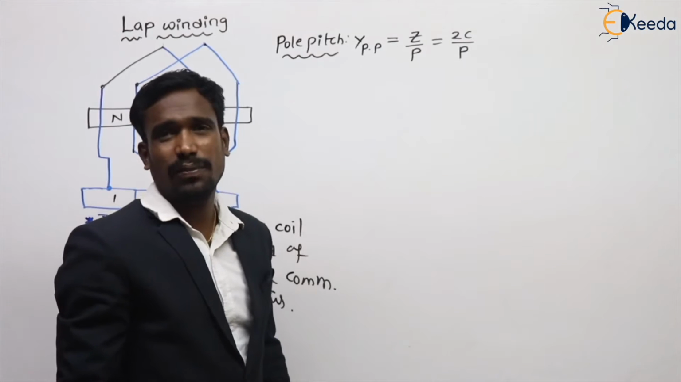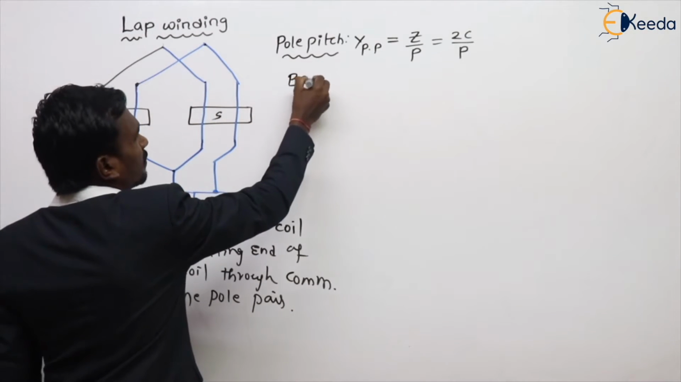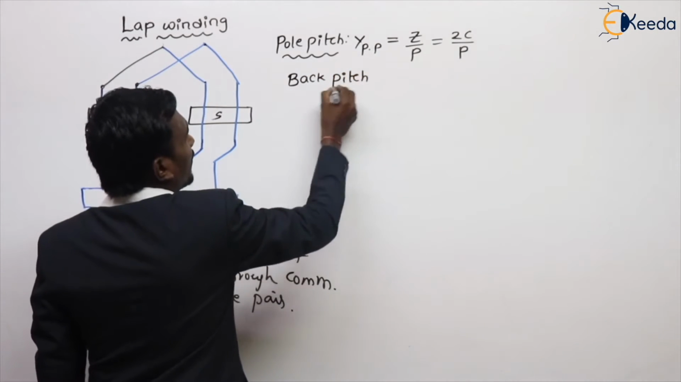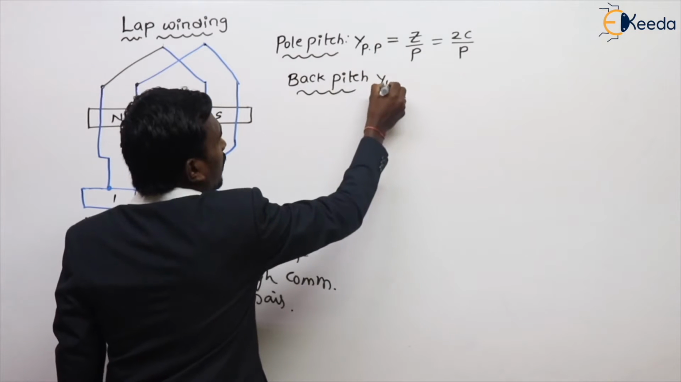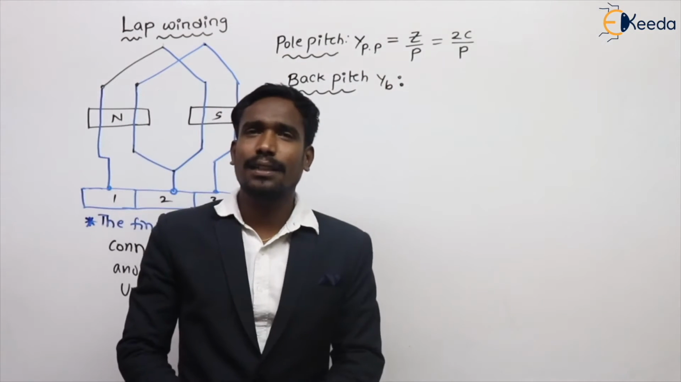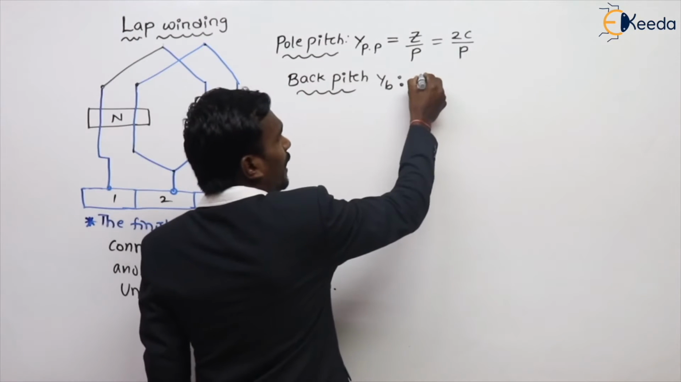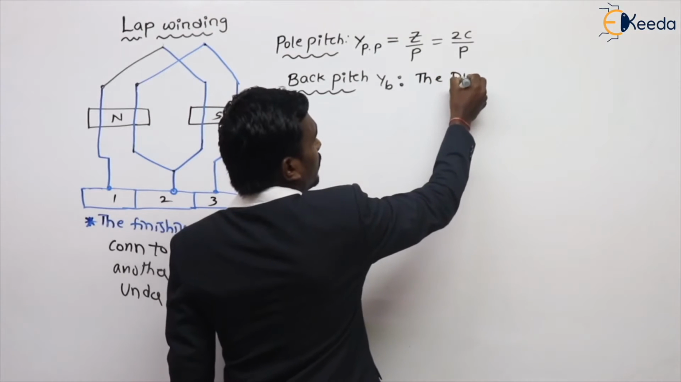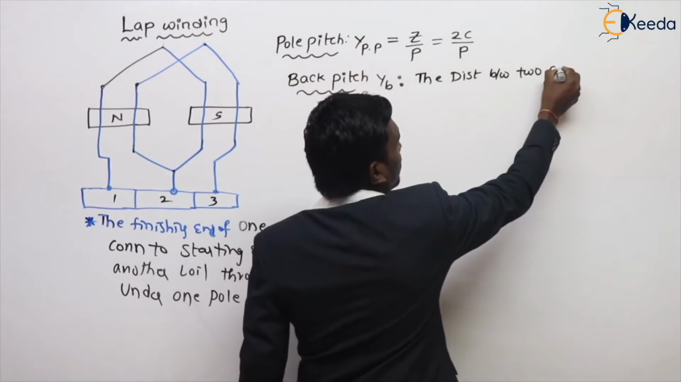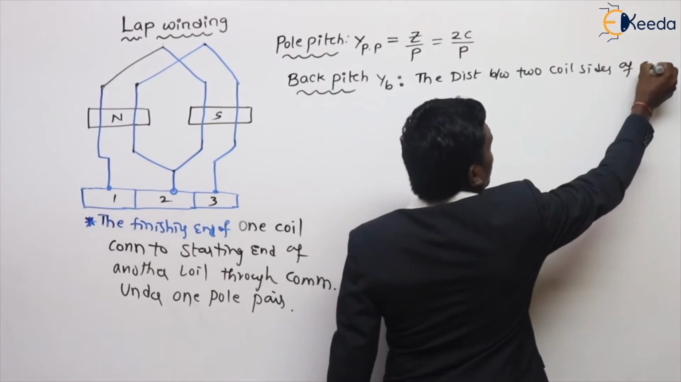That is the first definition. And the next definition is back pitch. So, what is back pitch? Can you give me the definition for back pitch? Back pitch is nothing but the distance between two coil sides of a coil.